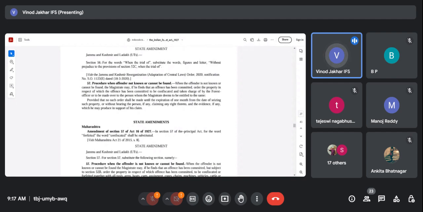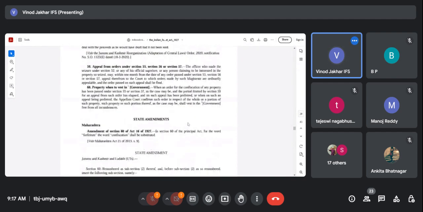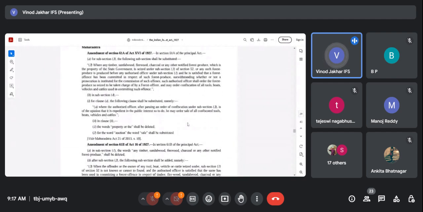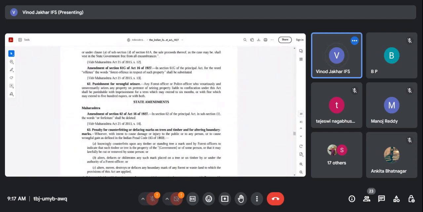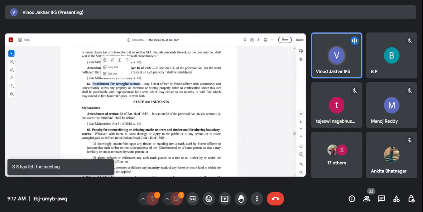Then section 62. All these sections are not very important. Yes, this is an important section. What if now some of you might have started thinking that these are wide provisions and they can be misused? So there is a provision which is there.